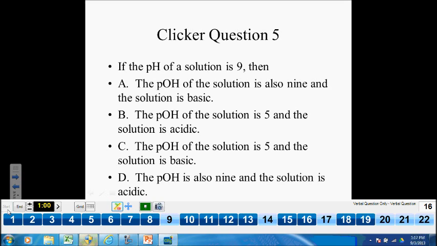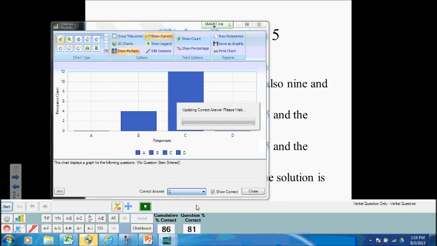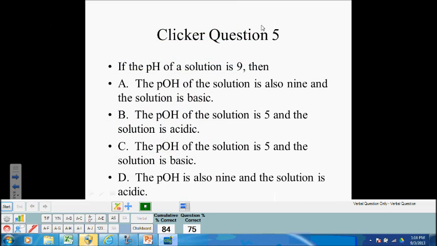All right, so what's the answer? C. It is C. And you know that the whole 9 plus 5 thing is easy, but if it's got a pH of 9, anything above 7 pH, you know, is always what? A base.